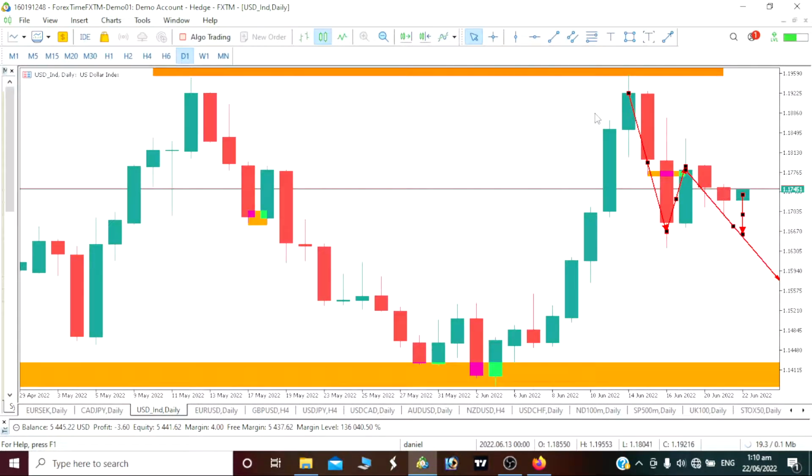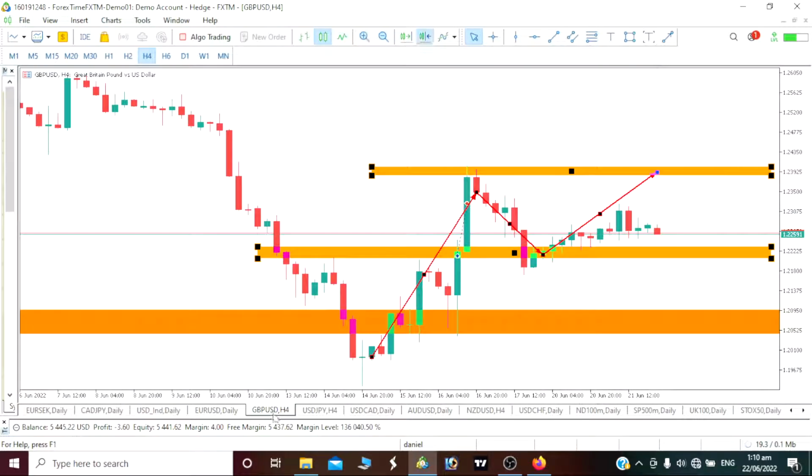Since our DXY would be falling, we are aiming for a fall on our DXY. Definitely our pound against our DXY, which is our USD, would be going bullish for the day.